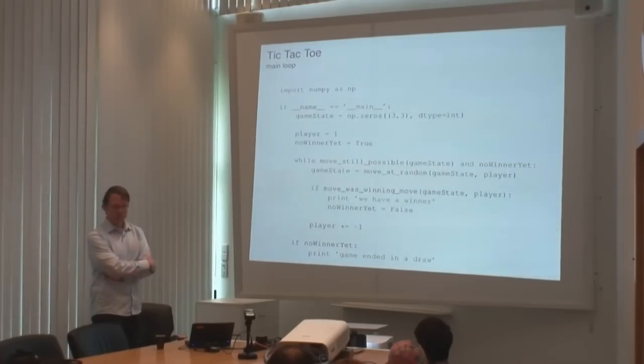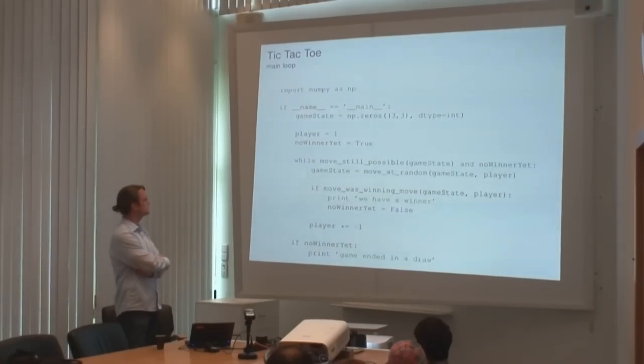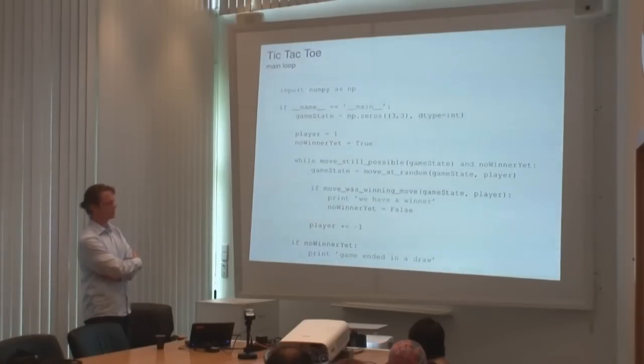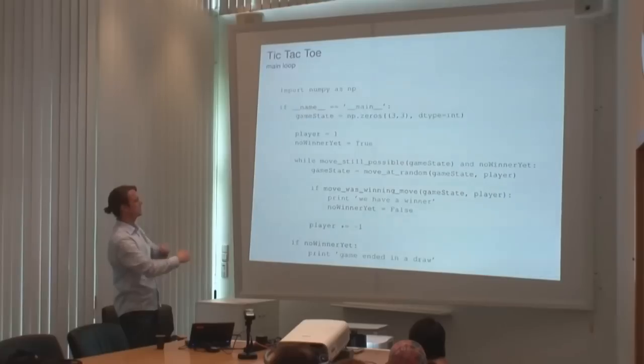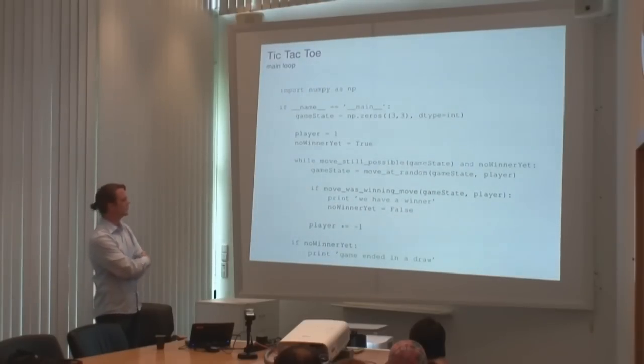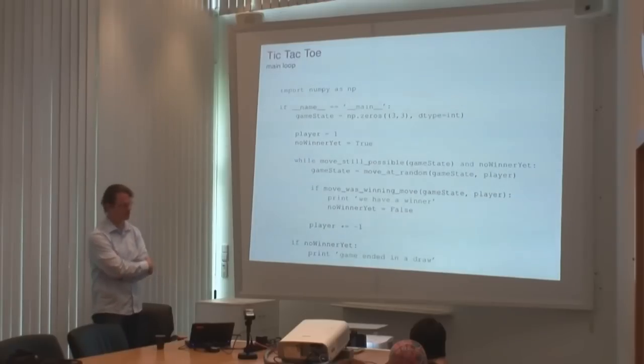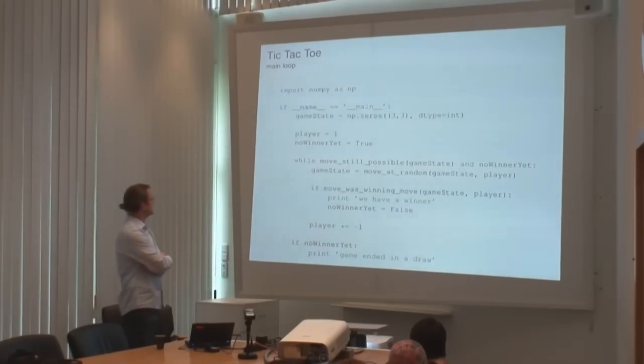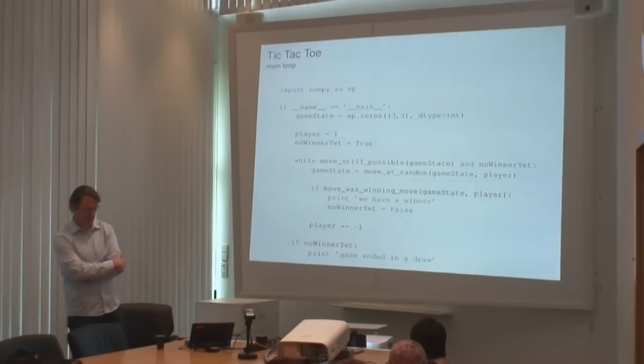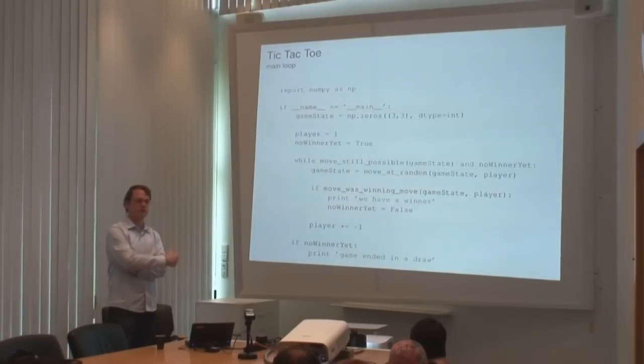So the main loop of the program begins by initializing a variable game state. We use the NumPy function zeros, which returns a matrix of the dimensions provided in the first argument, 3 and 3, so it's a 3x3 matrix of all zeros. That is what zeros does. And I force it to be a matrix of type int. I would not have to do that, but that saves memory, and we don't really have to have float matrices here.